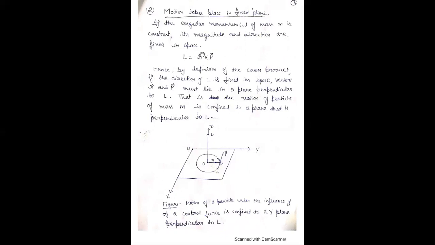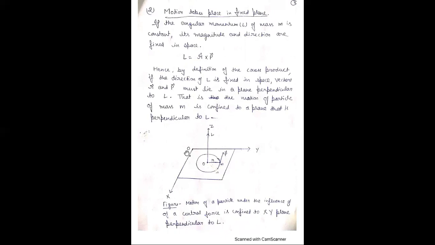r and p will lie in the plane that is perpendicular to L. Meaning, if angular momentum is conserved and it is equal to the cross product of r and p, then by definition, r and p must lie in a plane that is perpendicular to L. That is, the motion of a particle of mass m is confined to a plane. r cross p, with p the linear momentum, represents the motion of a particle of mass m, confined to a plane that is perpendicular to L.